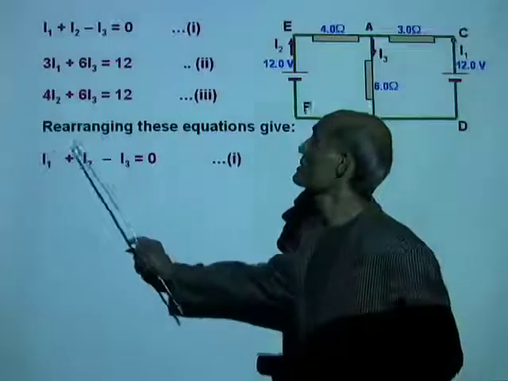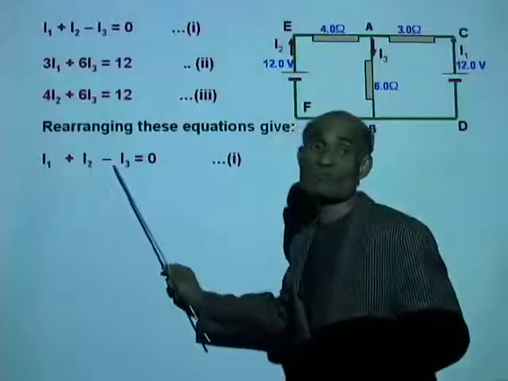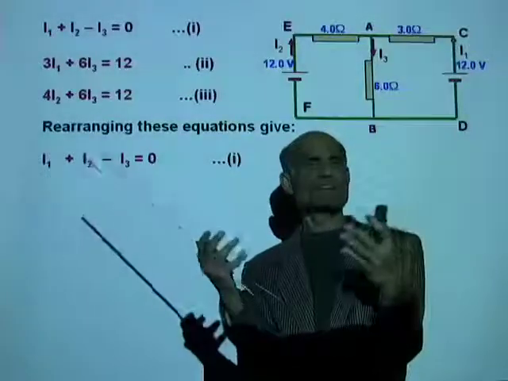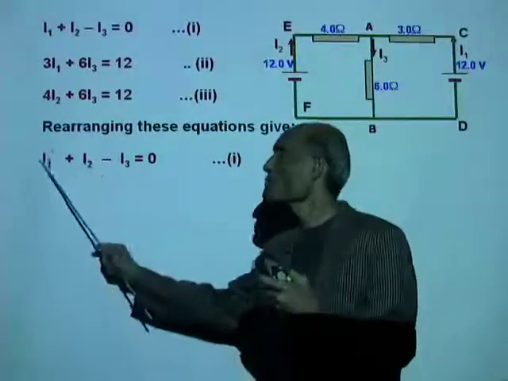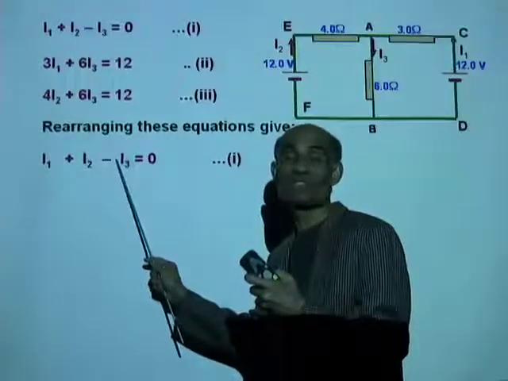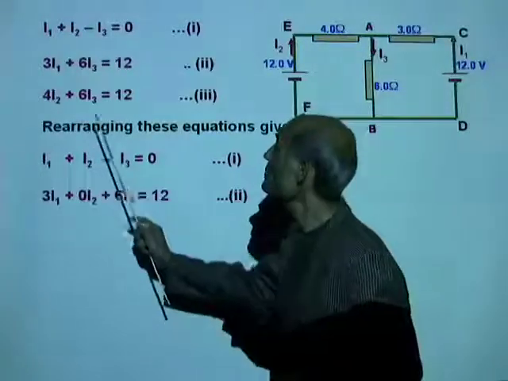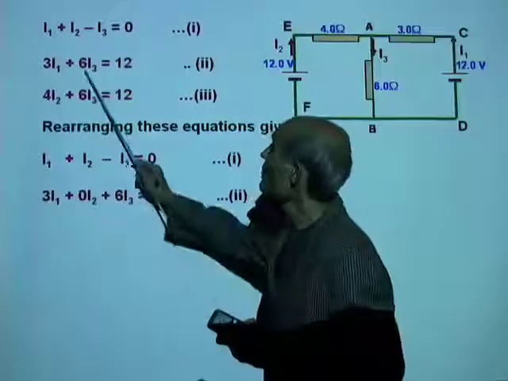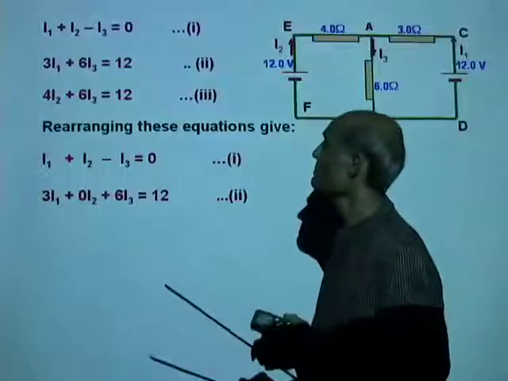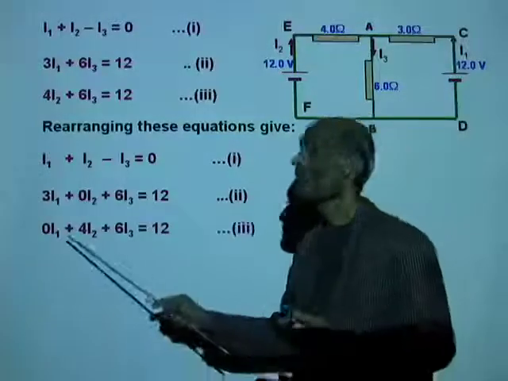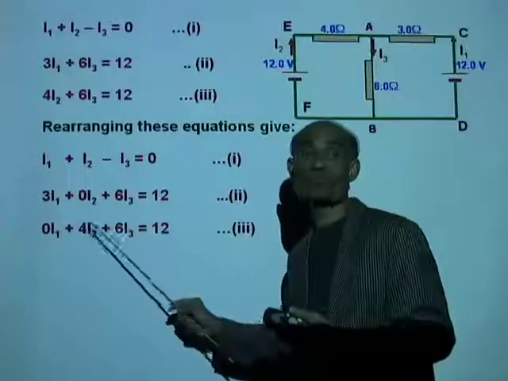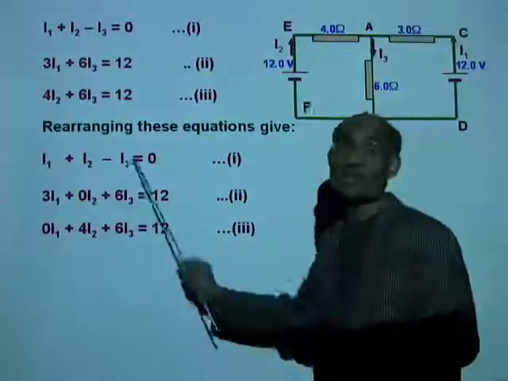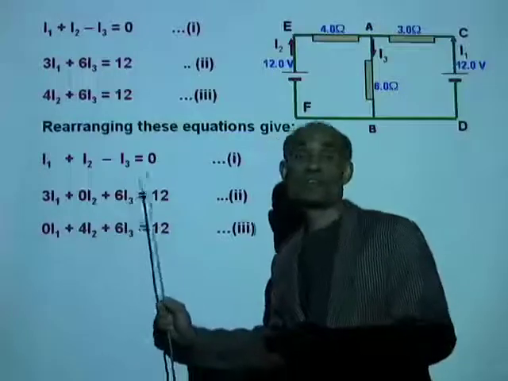Rearranging these equations, you have I1 plus I2 minus I3 equal to 0. This time I did not write the 1. It's not necessary. You know this is 1, and this is negative 1. And the second equation is 3I1 plus 0I2 plus 6I3 equal to 12. And the third equation is 0I1 plus 4I2 plus 6I3 equal to 12. Now you know how to deal with this.